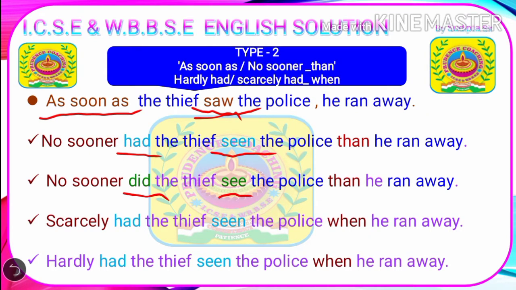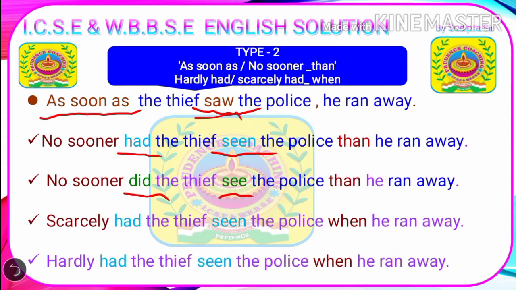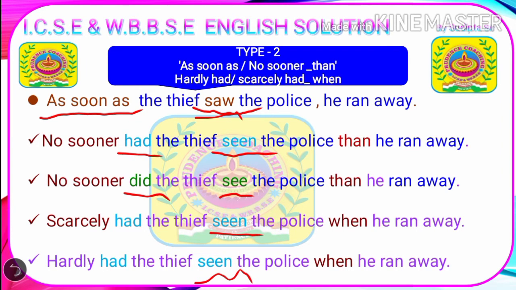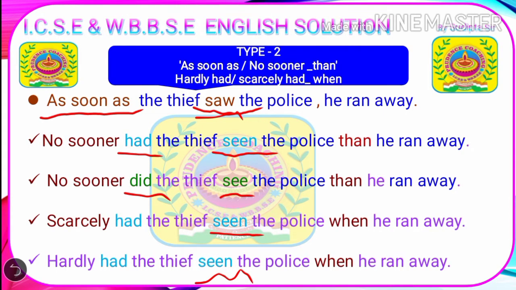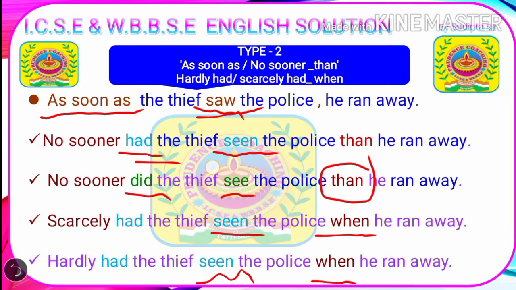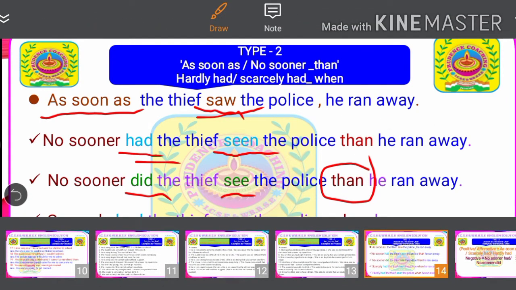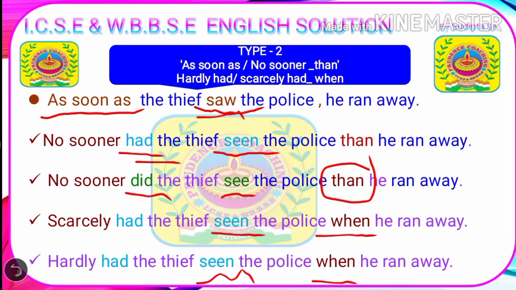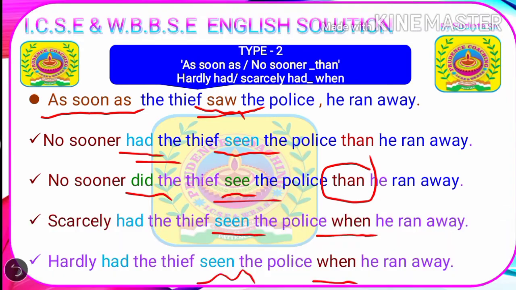Next, we have used scarcely had or hardly had. Actually, scarcely had and hardly had mean the same and are always associated with the past participle form of the verb. So using hardly had, the answer is, hardly had the thief seen the police when he ran away. Scarcely had the thief seen the police when he ran away. So scarcely had and hardly had are associated with when, and no sooner had and no sooner did are associated with than. While we are using had, we'll have to use the third form of the verb or the past participle form, and while we are using did, we'll have to use the base form or the first form of the verb. So now we'll just have a look at the questions or this type of examples.